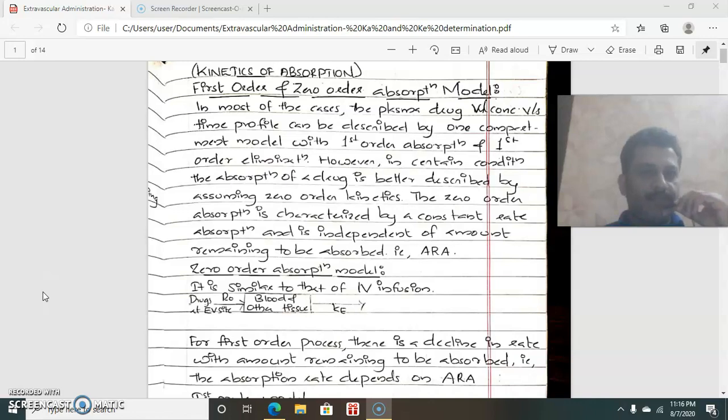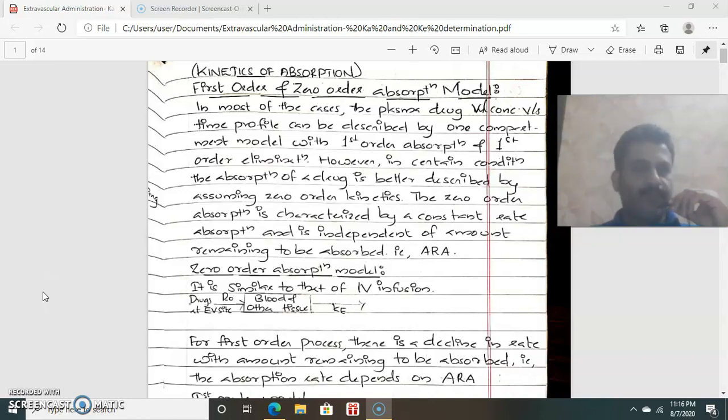That is called the first order absorption model and the zero order absorption model. In most cases, the plasma drug concentration versus time profile can be described by a one compartment model with first order absorption and first order elimination. But in some cases, it is better to describe by assuming zero order kinetics. Zero order absorption is characterized by a constant rate of absorption and is independent of the amount remaining to be absorbed.